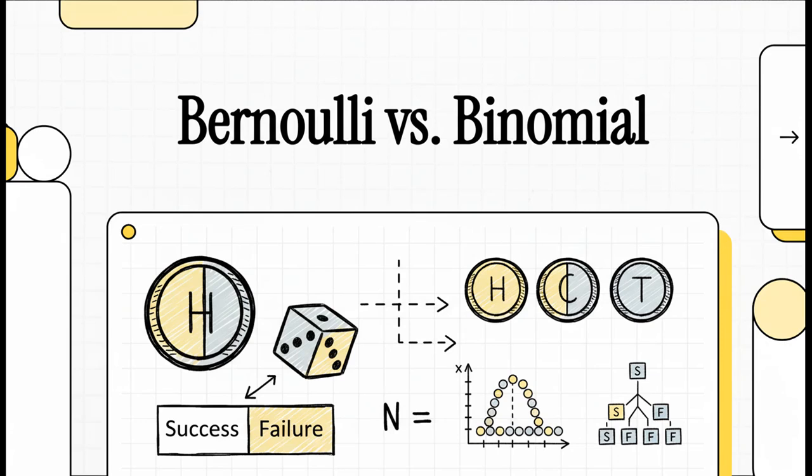All right, today we're going to tackle two concepts that are, seriously, everywhere in data science, from A/B testing all the way to predicting election outcomes. I'm talking about the Bernoulli and binomial distributions. Now, they might sound a bit complex, but trust me, they start with a single super simple idea. So let's break it down.